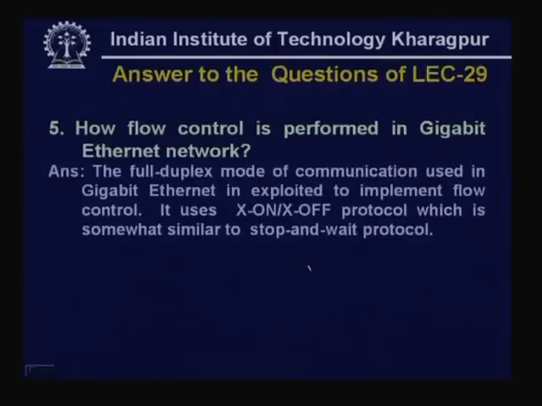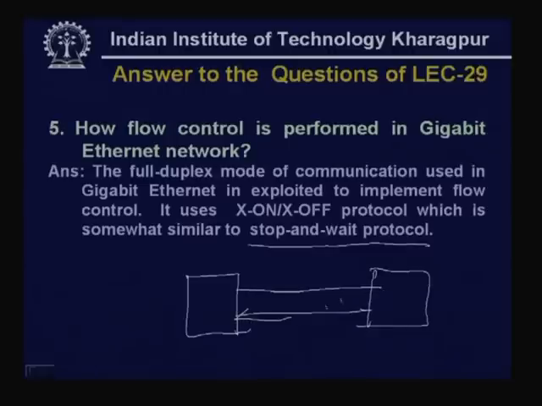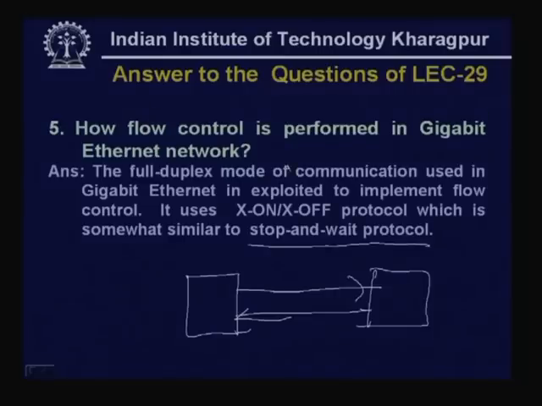The last question was, why is flow control performed in gigabit Ethernet network, and how is it performed? As I mentioned, the full duplex mode of communication is exploited in gigabit Ethernet network to implement the XON/XOFF protocol, which is somewhat similar to stop and wait protocol. So, you have got two stations and you have got full duplex communication. If one station is sending at a fast rate, using the other link the receiver can request to send at a lower rate or stop sending until it is ready. So, gigabit Ethernet uses this XON/XOFF protocol.